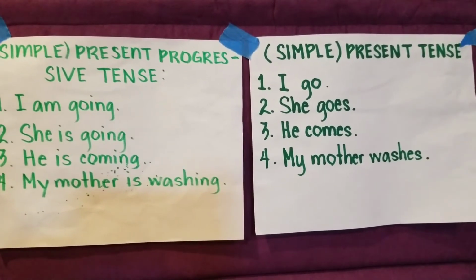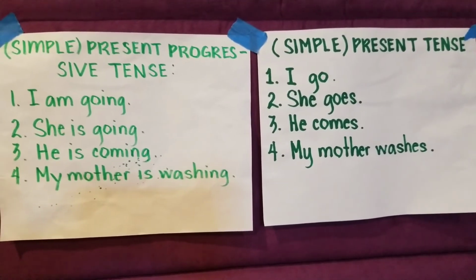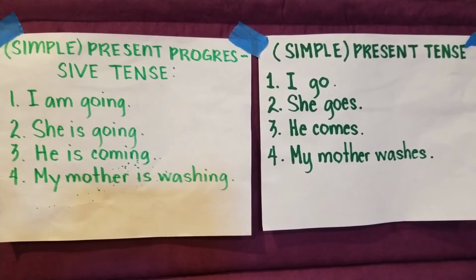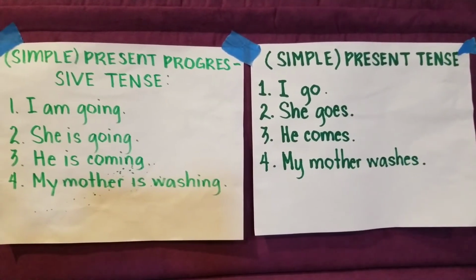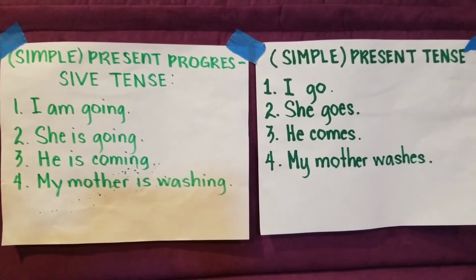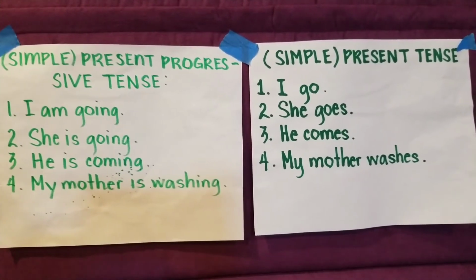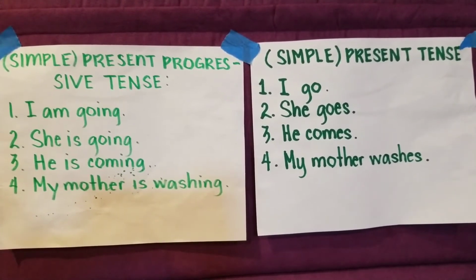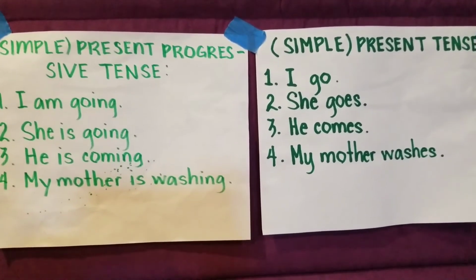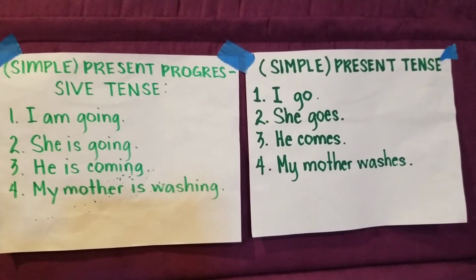Look at the simple present progressive. I am going, she is going, he is coming, my mother is washing. You can see that the main verbs going, coming, washing are formed by adding the suffix ing. And not only that, the simple present progressive tense necessitates the use of a helping verb, unlike the simple present tense that doesn't need the helping verb.